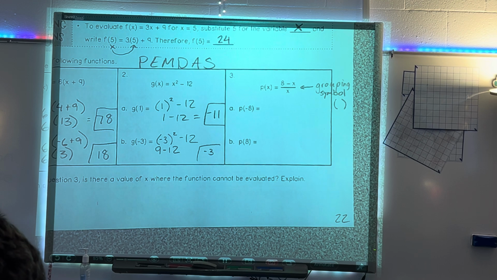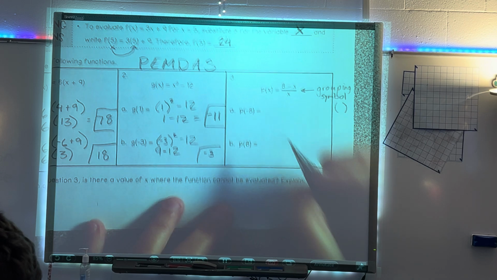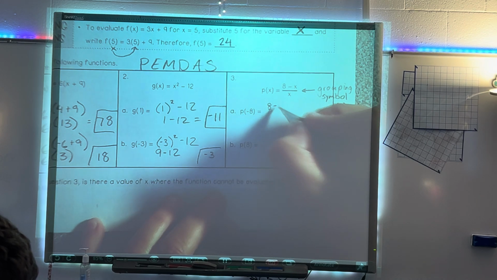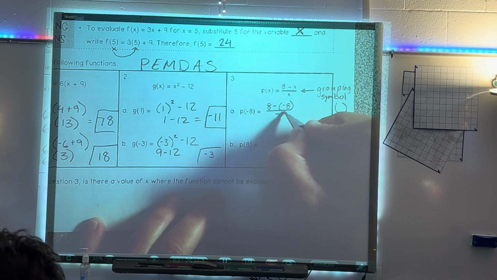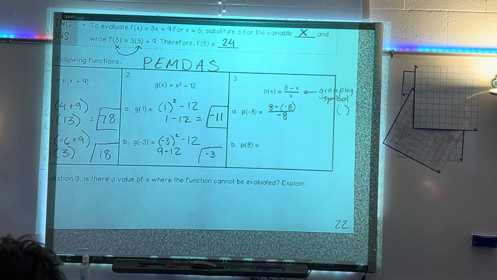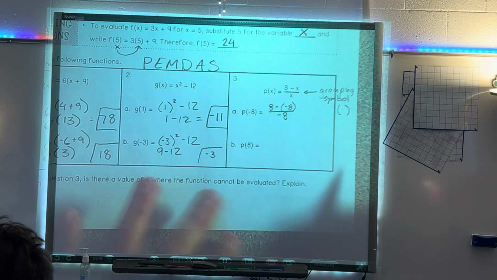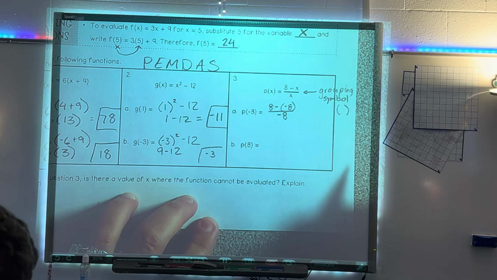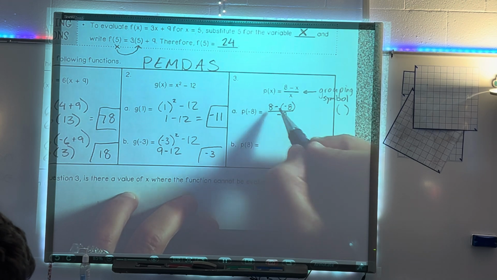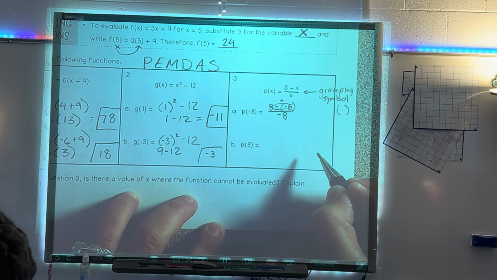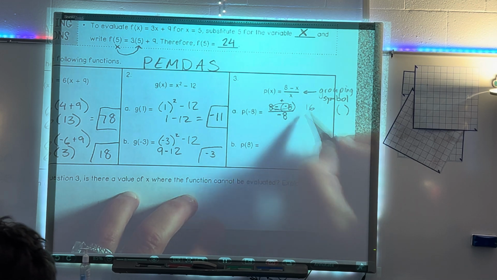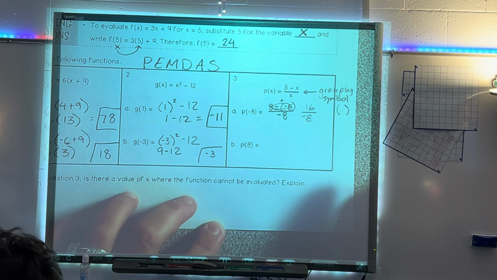Does that make sense? Okay, so here I have P of negative 8, so I have 8 minus negative 8 over negative 8. Alright, so in my numerator, what happens up there? You get a positive. Yes, this double negative right here becomes a positive. So then I have, I think what Paisley said was positive 16 over negative 8.